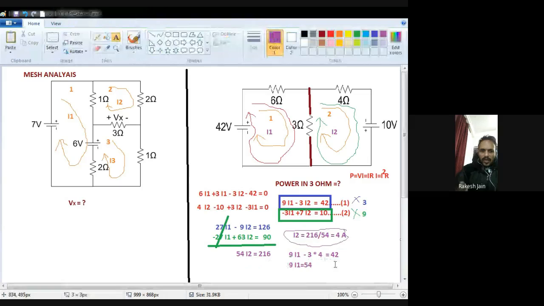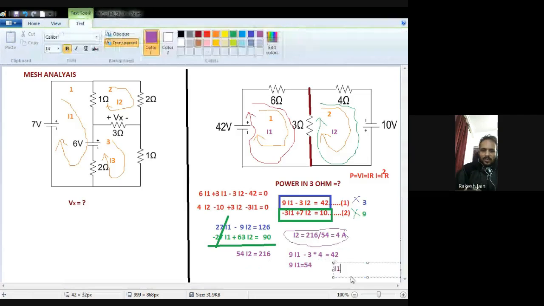Okay, so what is I1 now? I1 will be equal to 54 divided by 9. If any question or any query is there, I will tell you, just ask me. Divided by 9, that is equal to 6 ampere.